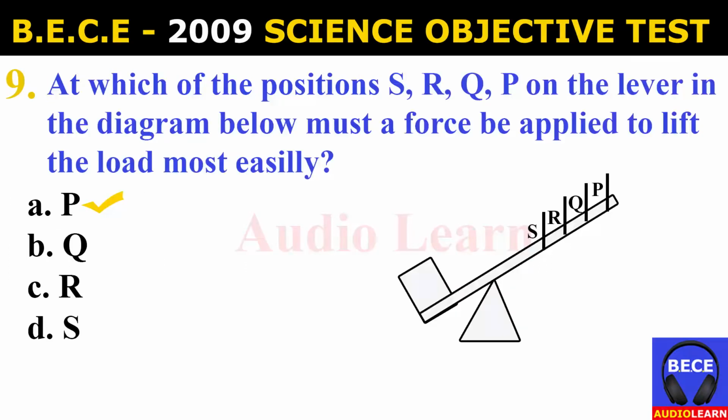Number 9. At which of the positions S, R, Q, and P on the lever in the diagram below must a force be applied to lift the load most easily? A. P. B. Q. C. R. D. S. And the answer is P.